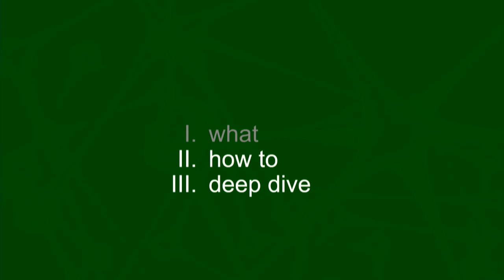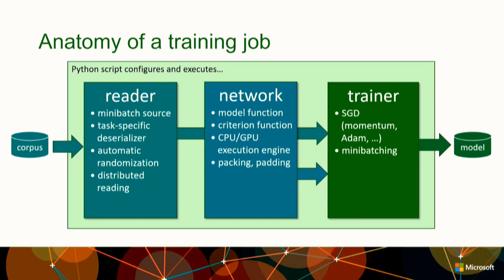Now I'm going to come down maybe 1,000 feet and walk you through the different stages of training a model. We start with the reader, which reads in the data. As part of reading the data, you will have to build a deserializer to read the data and feed it into the network that we are going to build. The third point is important, which is automatic randomization, and I'll go into a little bit of detail here.